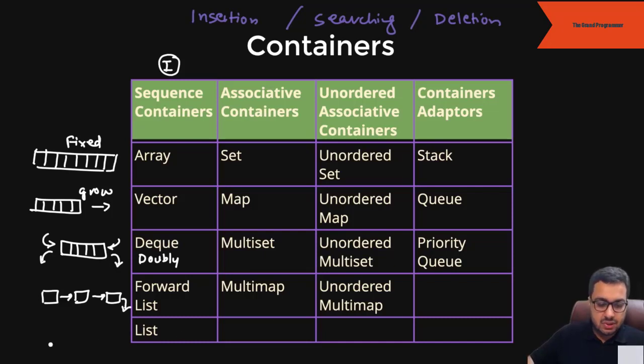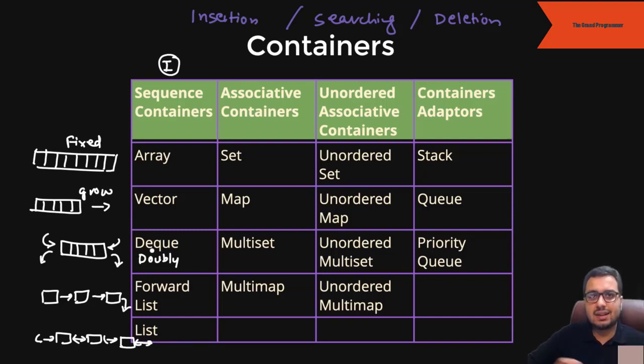And then there is something which is known as list. So list is nothing but a doubly linked list. You can expand both at the front and at the back. In forward list and list, the memory allocation is not continuous, but in array and vector it is continuous.